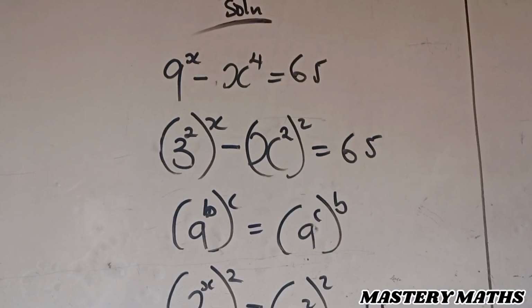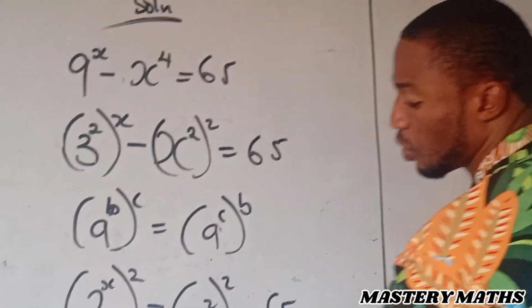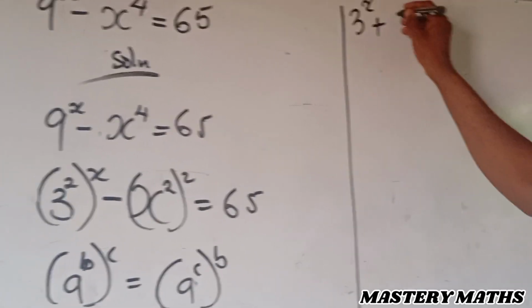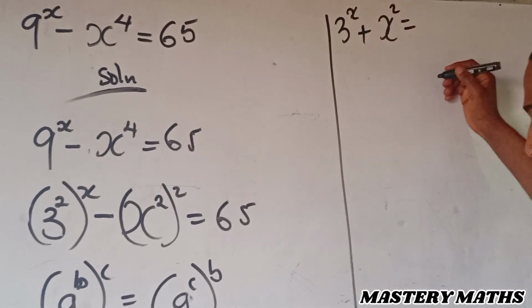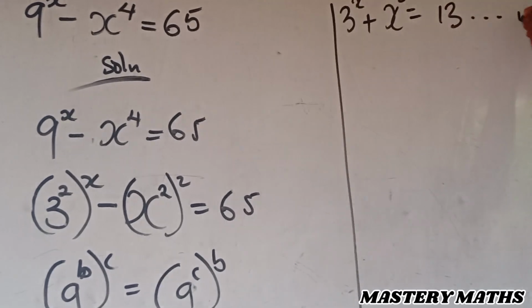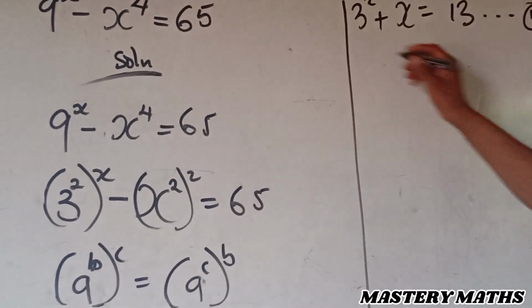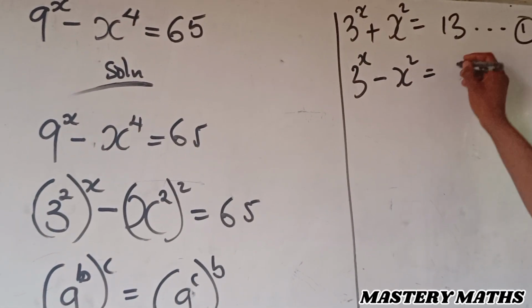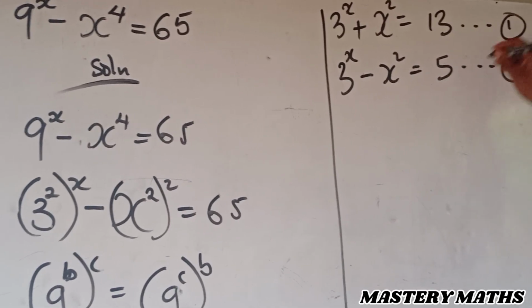Now, in order to do that, first of all, coming to this part, we take 3 raised to the power of x plus 2 raised to the power of x. We say 3 raised to the power of x plus 2 raised to the power of x will give us the first one, which is 13. We call it equation 1. We take the next one, 3 raised to the power of x minus 2 raised to the power of x equal to 5. We call the next one equation 2.